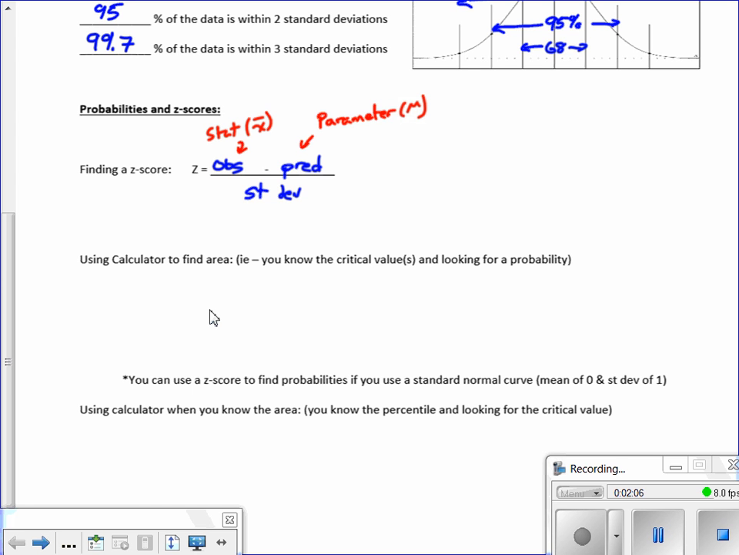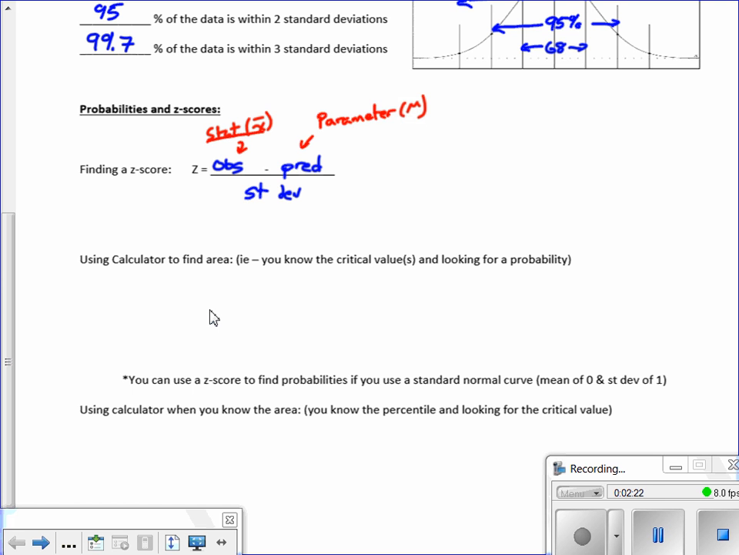So to find a z-score, they're going to give you, what's the probability that it's over 250 pounds, or more than 2 tons, or a score of 90? What's the probability that a student scores below a 90? So they're going to give you some cutoff, and that's what's going to go with your statistic, or your observed value.